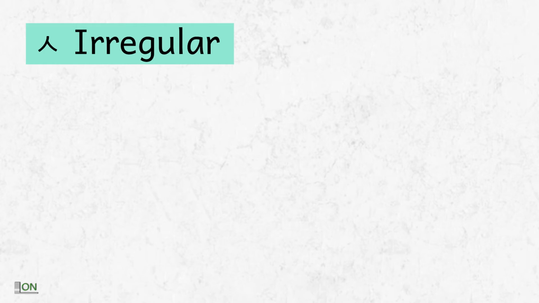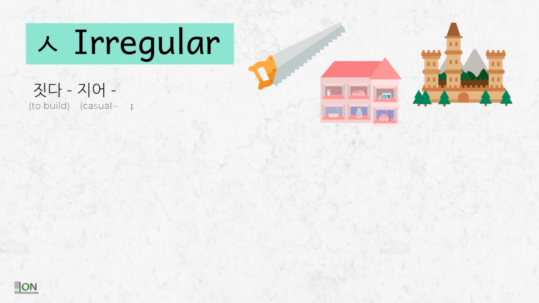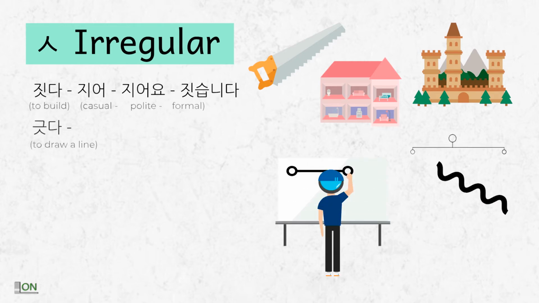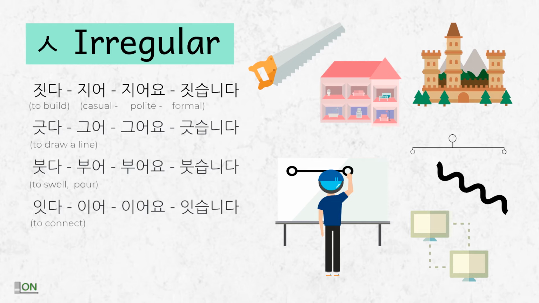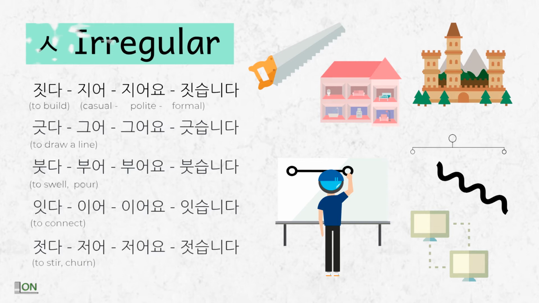Now let's look at some examples. Now you can grab a notebook and a pen and write all of the new words down. 짓다, to build. 지어, 지어요, 짓습니다. 긋다, to draw a line. 그어, 그어요, 긋습니다. 붓다, to swell, pour. 부어, 부어요, 붓습니다. 잇다, to connect. 이어, 이어요, 잇습니다. 젓다, to stir, churn. 저어, 저어요, 젓습니다. And now more examples.